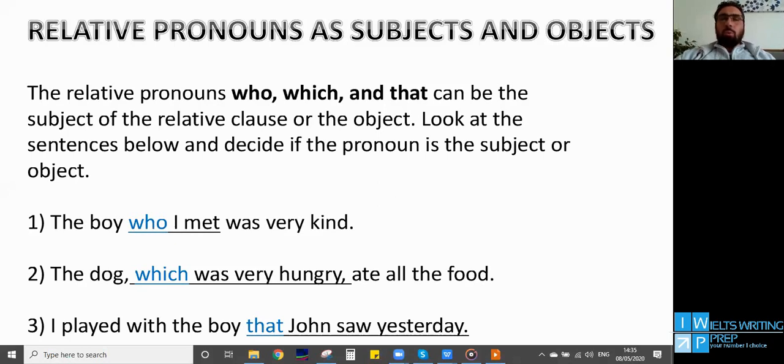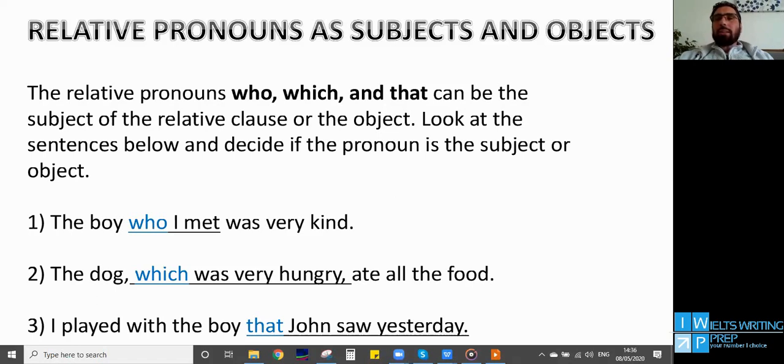Okay, number two, can you tell me, is the relative pronoun which a subject or is it an object? Number two, the relative pronoun which. Excellent. So now we're getting everyone saying it is a subject.